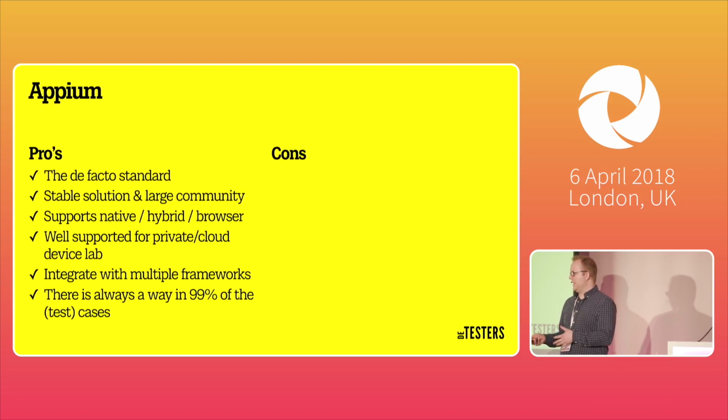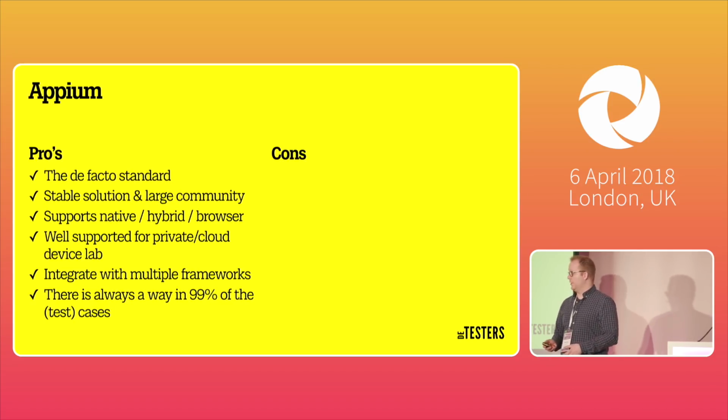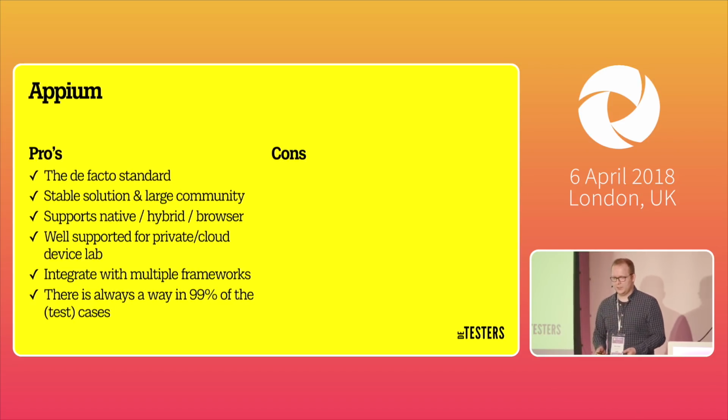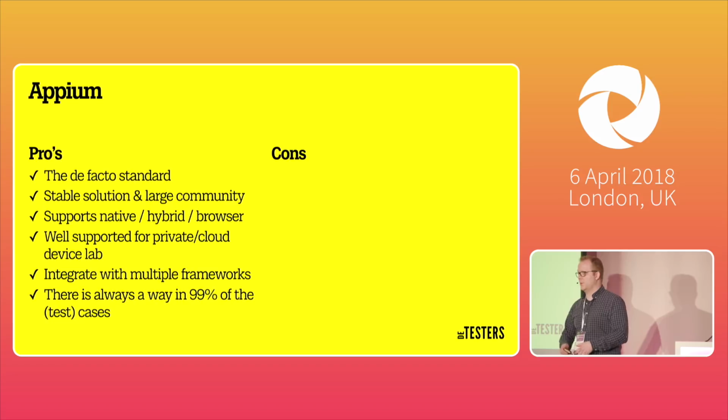And that's making it very easy, for me at least, to do the automation. It's a stable solution, and it has a large community. If you type in Appium on Google, you get a lot of Stack Overflow questions and answers, that kind of stuff. It supports the native and the hybrid app and the browser very well. It's well supported also if you have a local setup, a grid setup, or a device cloud. And it can integrate also with multiple frameworks.